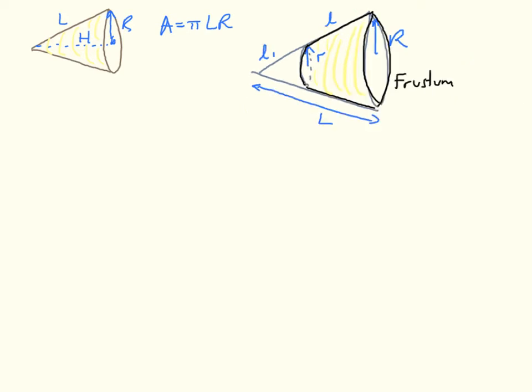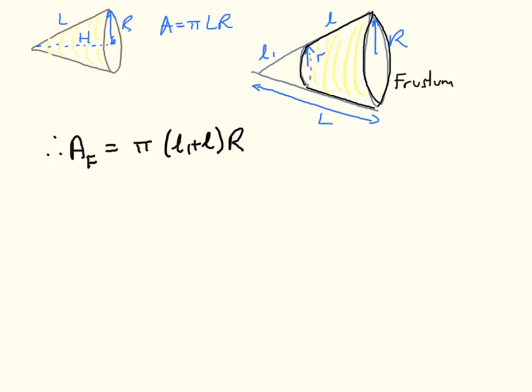So now the area of the frustum, which I'm going to call A sub f, is going to be the area of the whole cone, and using this formula here it's pi LR, but remember capital L can be written as L1 plus little l, so I'm going to say that we have pi times L1 plus little l times capital R, so that's the area of the whole cone minus this area, and we use the same formula, but now the length of the side is not capital L, it's L1, and the radius of the base is not capital R, it's little r.